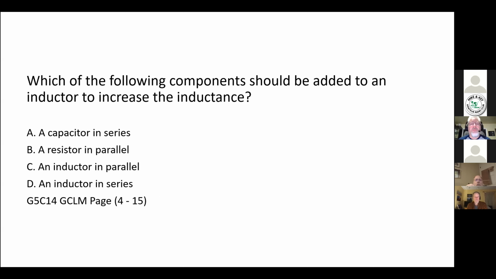Which of the following components should be added to an inductor to increase the inductance? A, a capacitor in series. B, a resistor in parallel. C, an inductor in parallel. Or D, an inductor in series. Delta is correct, an inductor in series.